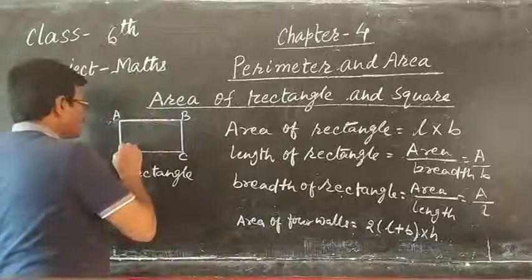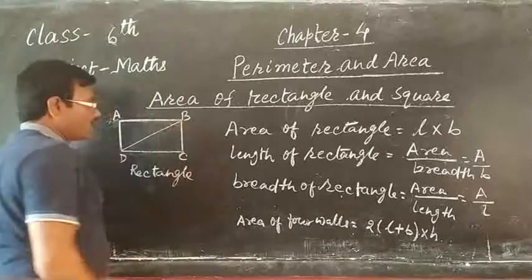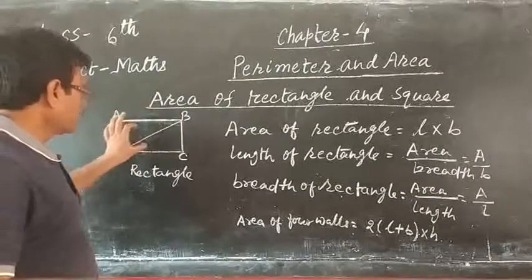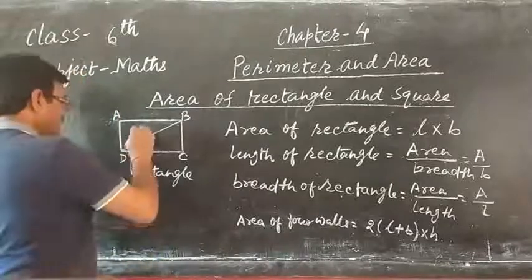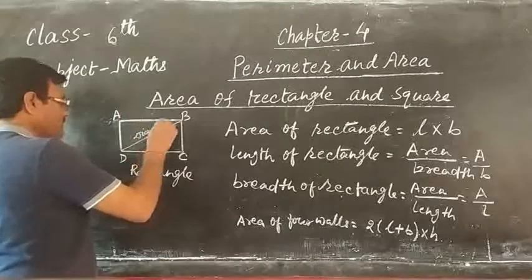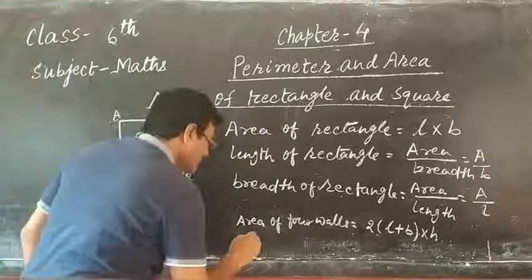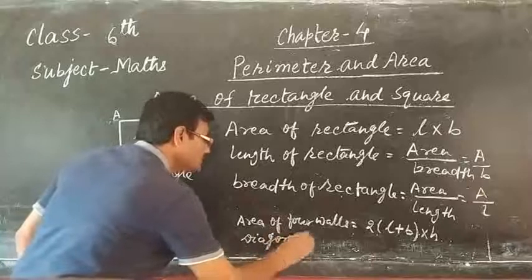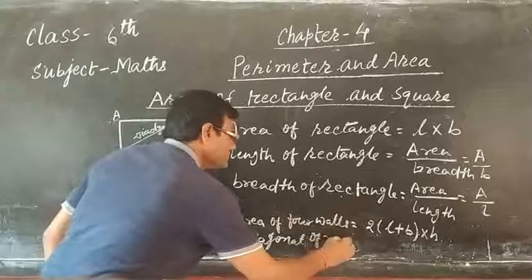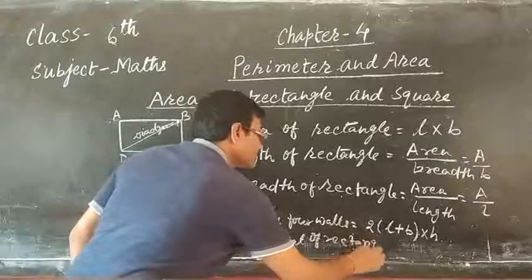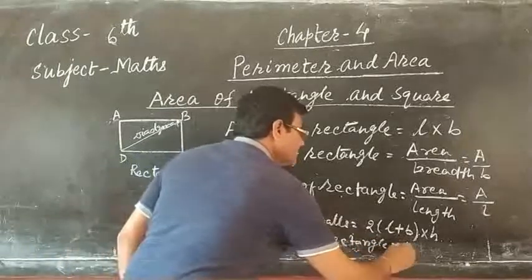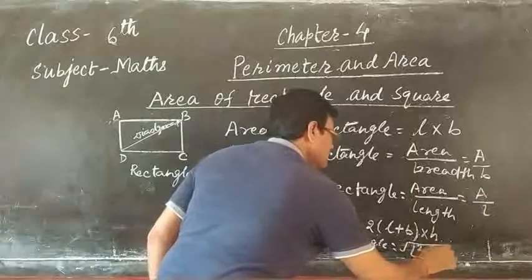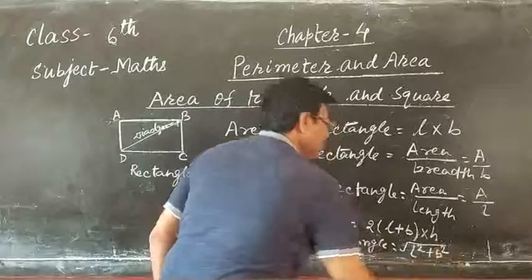Now there is a diagonal. Diagonal means the distance between two opposite corners in a rectangle. This is denoted by D. So diagonal of rectangle is equal to root under L square plus B square.